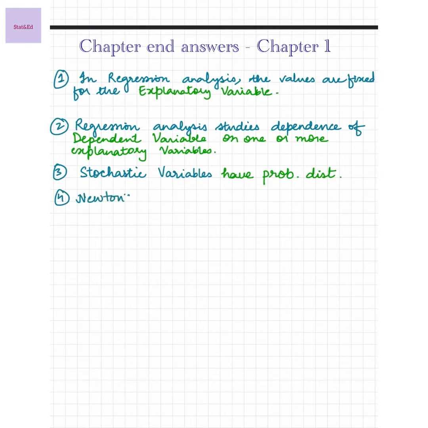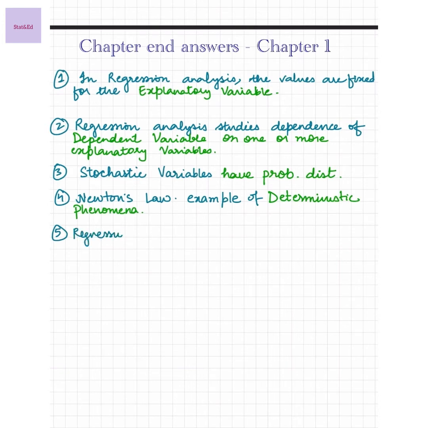Fourth question, Newton's law of gravity. Remember that Newton's law of gravity is always fixed and does not depend upon any other omitted variable or included variable. So Newton's law of gravity is an example of a deterministic phenomenon. Question 5th, regression analysis does not necessarily imply causation.